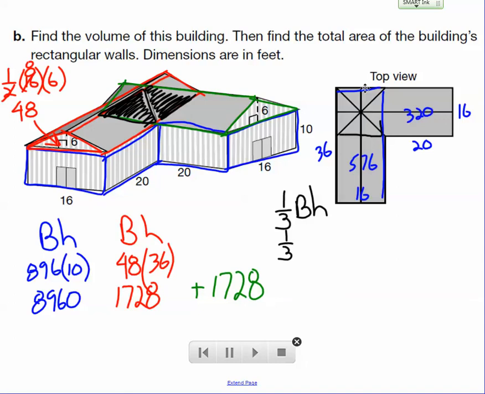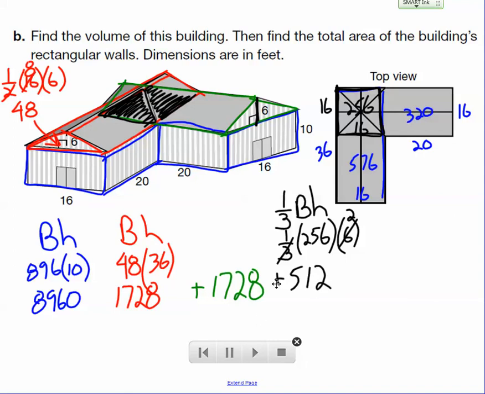The base up here in the black is just 16 by 16. So 16 squared is 256. And the height is the same as the height of this triangle, 6. So what do we got? 512 for the area of that.